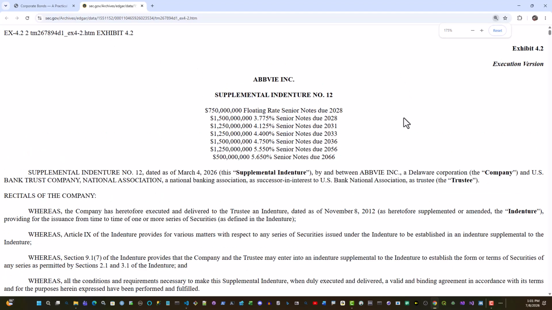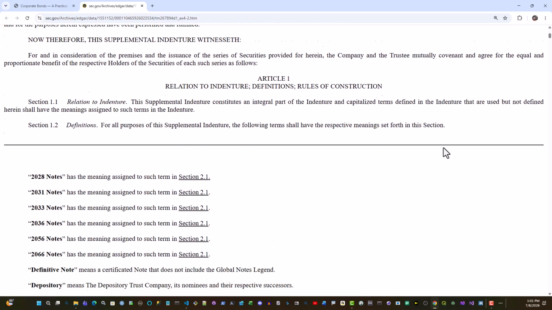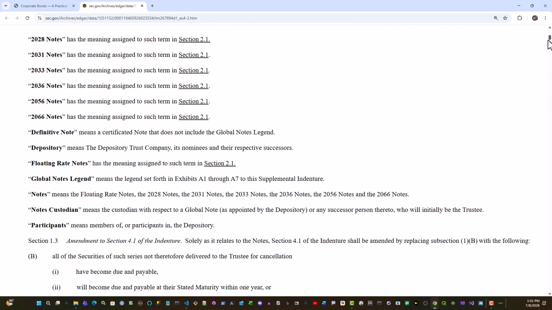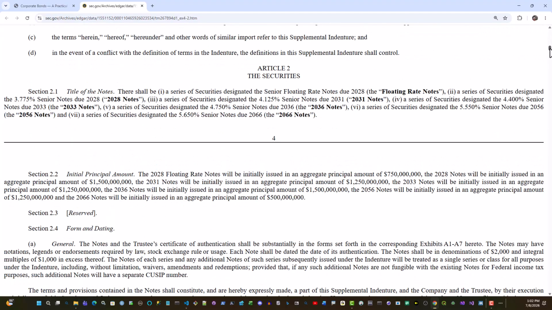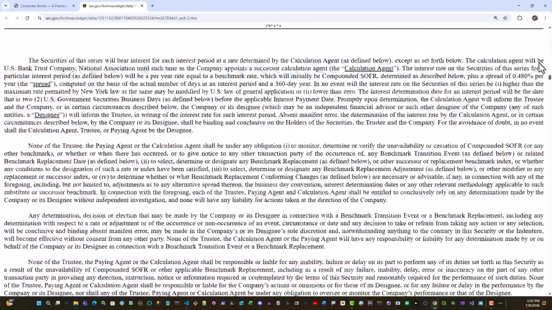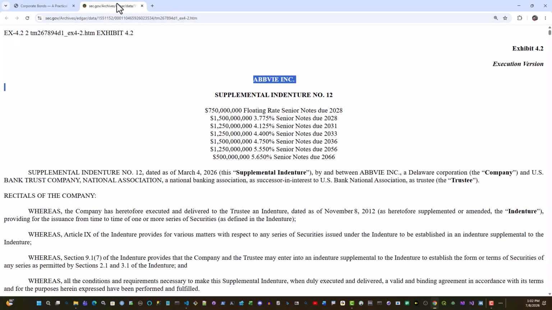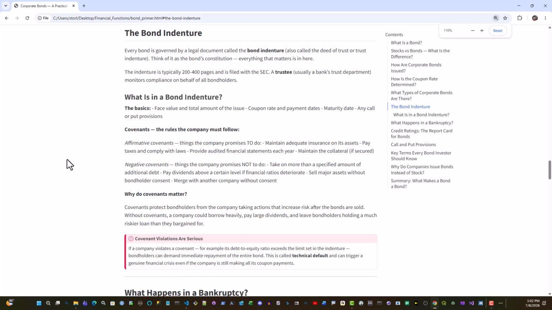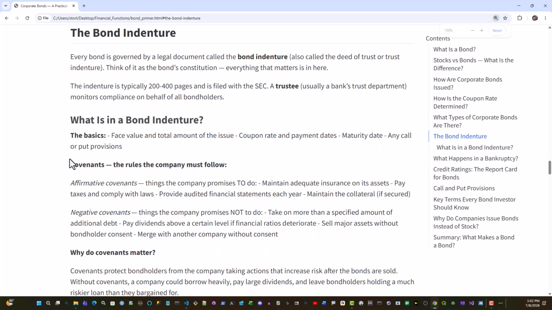If I make this a little larger here, you can see these are AbbVie's indentures. It's a legal document, and it's supposed to outline everything that they are doing and what they promise and so forth with this indenture. You can look at this, it's fairly long, but I just wanted to show you that you can obtain this stuff from the Edgar system. All right, very good. So let's close that and let's continue our talk about bonds.